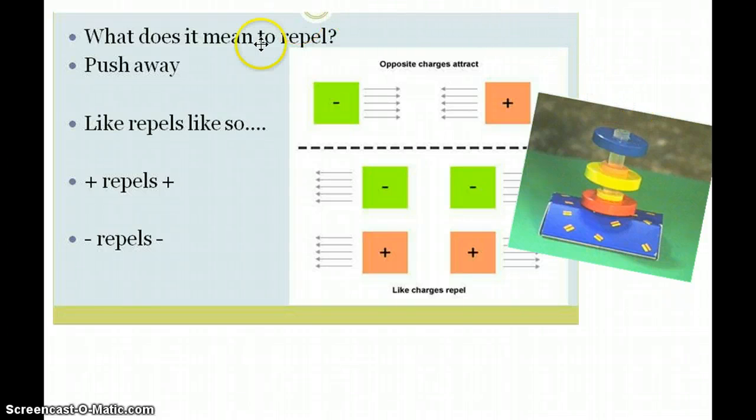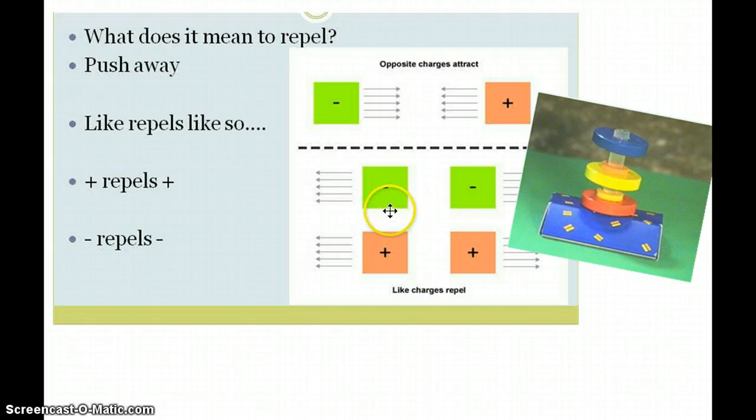So in the world of charges, opposites attract. In the dating world, I don't think so. But here, with charges, opposites attract. Like charges repel each other. So if you're going to have two negative charges, they're going to repel, or two positives, they're going to repel.